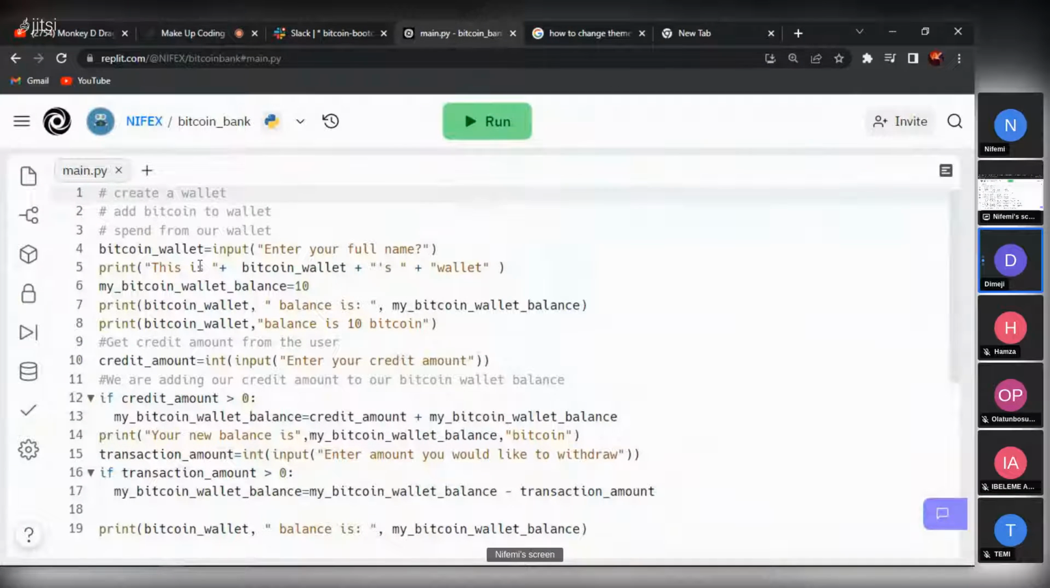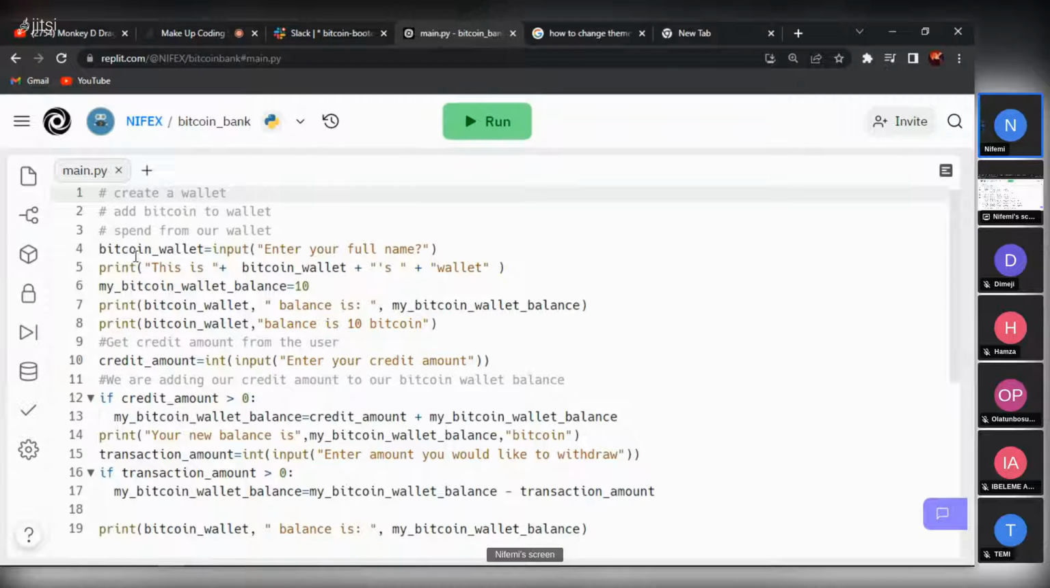So, guys, listen attentively. If you have any question, ask immediately. This project is to create a Bitcoin wallet. It's already commented here: create a wallet, add Bitcoin to wallet, and spend from our wallets. Anu, leave your code for now. Just listen through, please. Thank you.